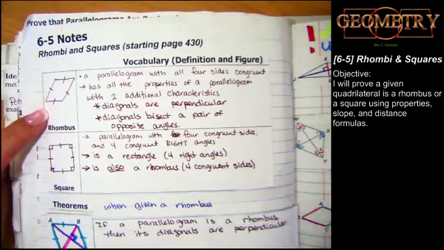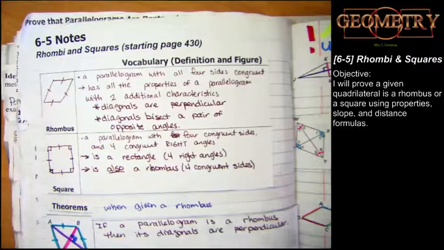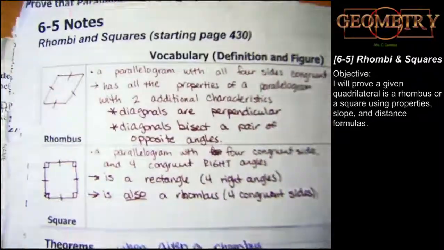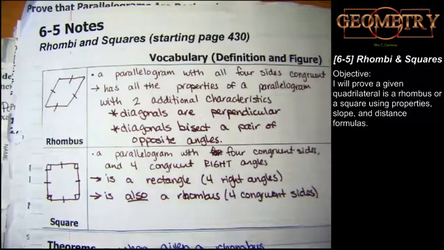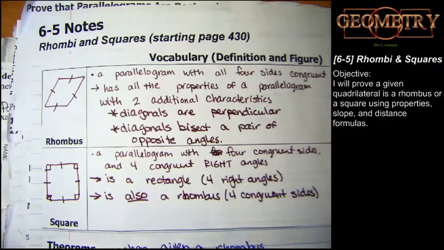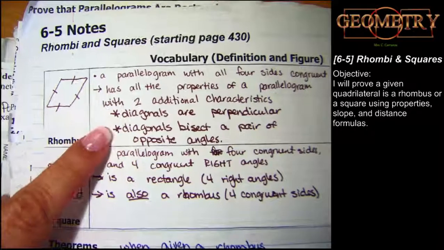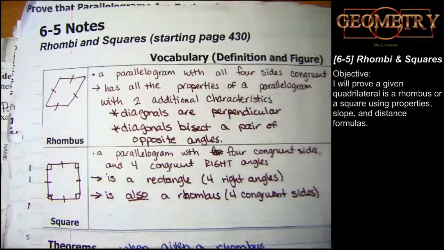Okay, a rhombus is a four-sided shape. It is a parallelogram, and all of its four sides are congruent. So not only is it going to have all the properties of your regular parallelogram, opposite sides are congruent, opposite angles are congruent, diagonals bisect each other, it's also going to have all its four sides congruent and two additional properties, which are our theorems. We'll get into those in a second.